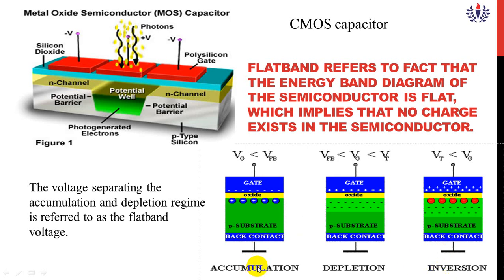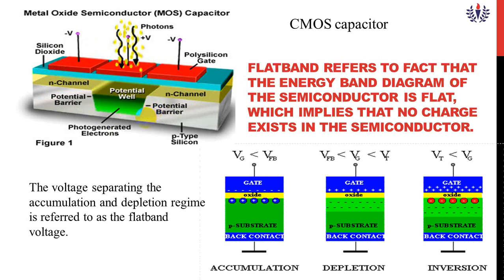When it comes to the accumulation region, the gate voltage is lesser than the flat band voltage, VFB, where FB stands for flat band. In the accumulation region, the gate voltage is lesser than the flat band voltage. But when you come to the depletion region, the gate voltage is greater than the flat band voltage and lesser than the threshold voltage, VT. But when you come to the inversion region, VT is less than VG. You see this diagram here. These voltage and barrier concepts you study in electron devices, in the MOSFET.